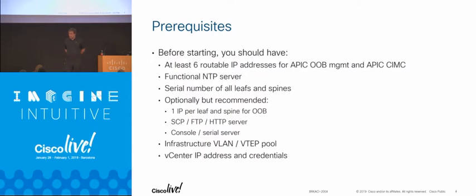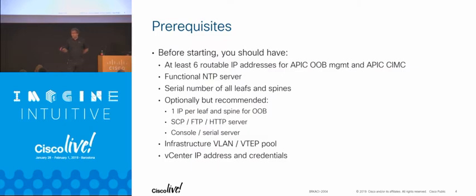We need something called an infrastructure VLAN and a VTEP pool. So what's that? Basically, we're building an overlay that is based on VXLAN. That means we need to give our leaves and our spines IP addresses in an infrastructure network so they can communicate with each other and build up tunnels on top of that through VXLAN. So we will use the infrastructure VLAN and VTEP pool for that.